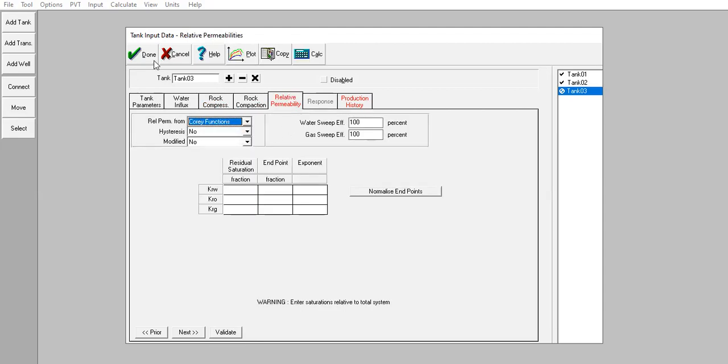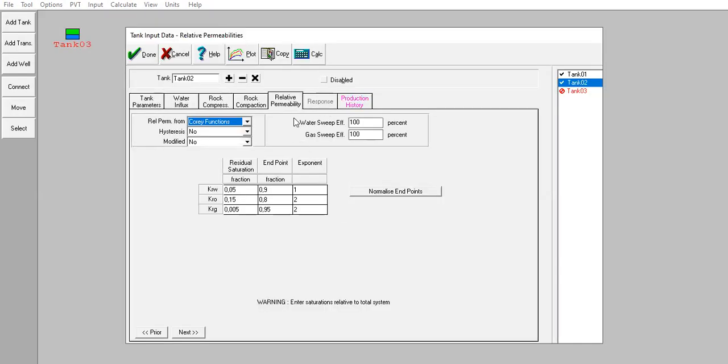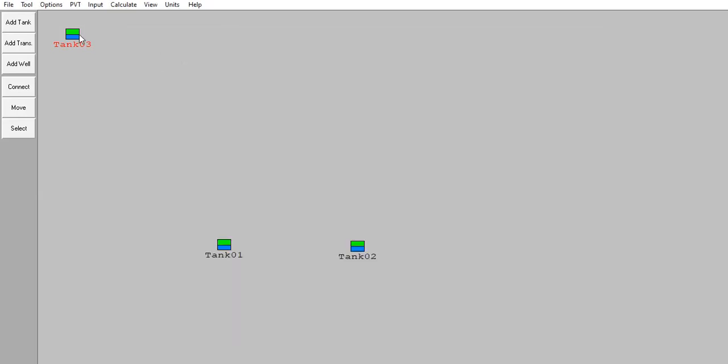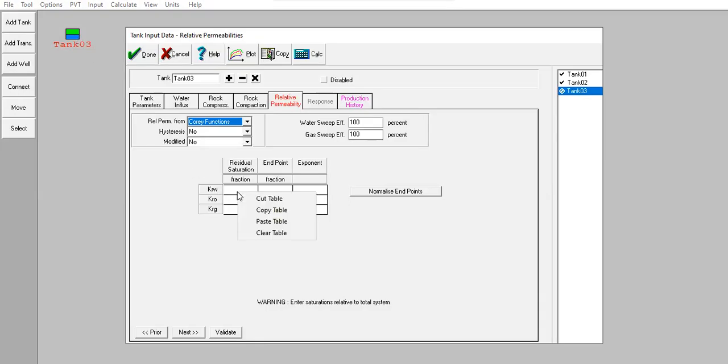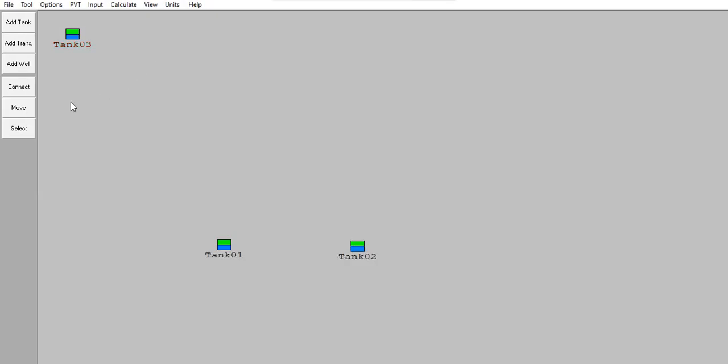Relative permeability, I will copy the table from tank 2. Okay, copy table, done. Go back to third tank, paste the table. All right, very easy. Again, we will skip the production history. Click done. I will move the third tank there. All right, so we have completed the third tank.